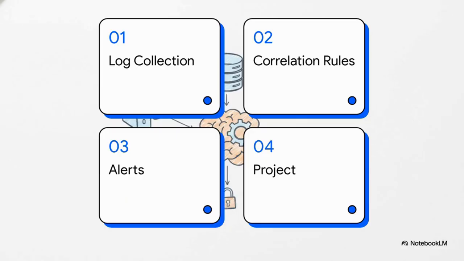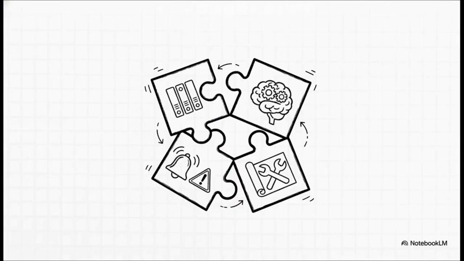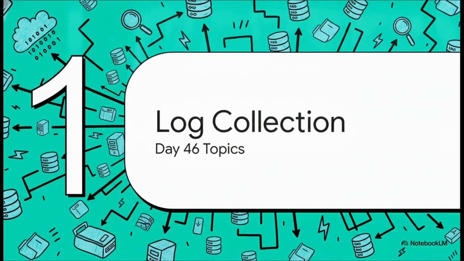Okay, let's dive right into this. Today, we've got a really clear, structured pipeline to master. Log collection, correlation rules, alerts, and finally, a hands-on project for SIEM implementation. So looking at our topics for day 46, these aren't just a random list to memorize. They're individual puzzle pieces. And as you'll see, once you understand them separately, they snap together perfectly to form a fully automated security architecture. All right, let's kick things off with Section 1, Log Collection.